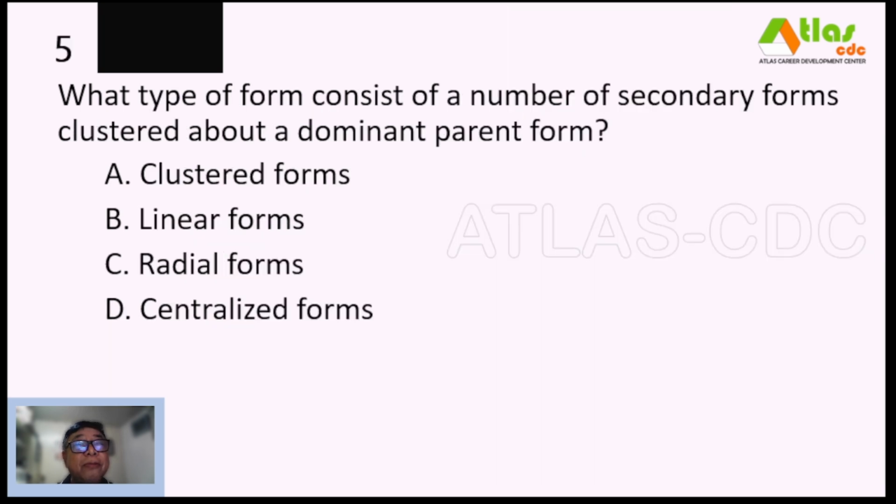Number 5. What type of form consists of a number of secondary forms clustered about a dominant parent form? A. Clustered forms. B. Linear forms. C. Radial forms. And D. Centralized forms.